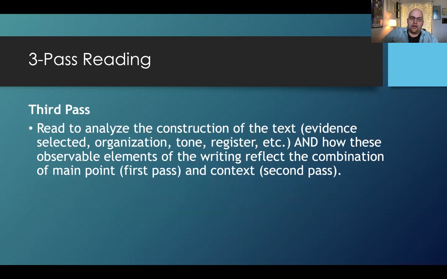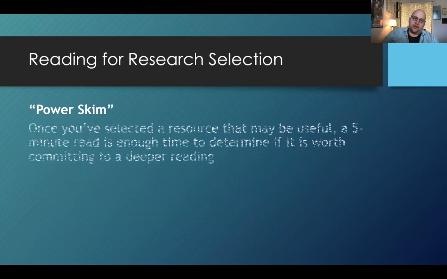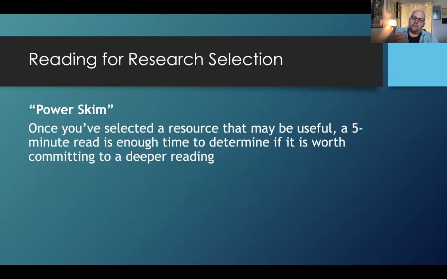So I personally strongly recommend something that I've developed over time. It's nothing revolutionary, but this is just a nice way to think about something that you hopefully have already done yourself at some point. But if you haven't, if this is something you really haven't figured out a good method for yet, this can be helpful. It's called a power skim. Once you've selected a source that may be useful, I think that in most cases, just a 5-minute read is enough to determine if it's worth doing the deeper reading we just talked about.